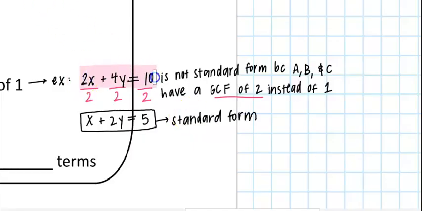Even though this equation 2x plus 4y equals 10 isn't in standard form, it's still a linear equation. It's just not written in standard form. If you were to graph 2x plus 4y equals 10 on graph paper and x plus 2y equals 5 on graph paper, you'll notice they're the exact same line. They're just multiplied or divided by 2, however way you look at it.